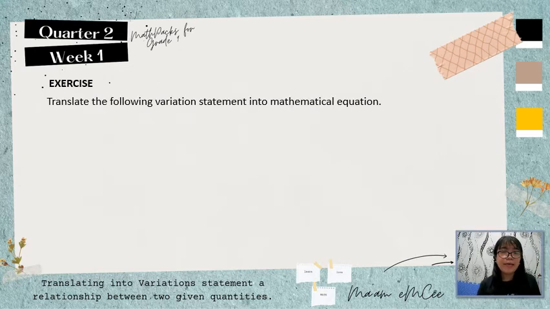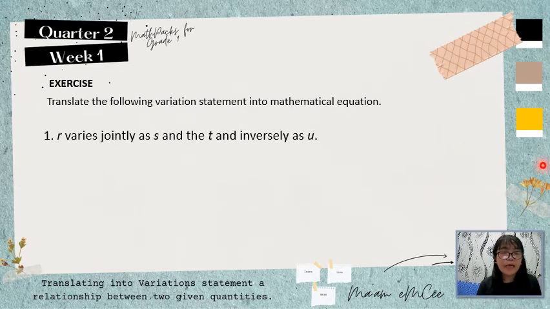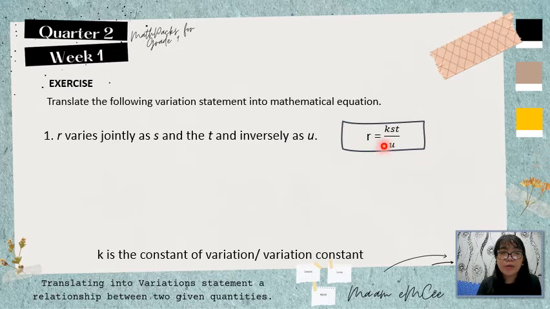Now let us have some examples. R varies jointly as S and T and inversely as U. So again, R will be on the left side. And then on the right side, we have K or our constant of variation together with S and T. And then in the denominator, we have our U. So our equation will be R is equal to KST over U, where K again is the constant of variation or variation constant.